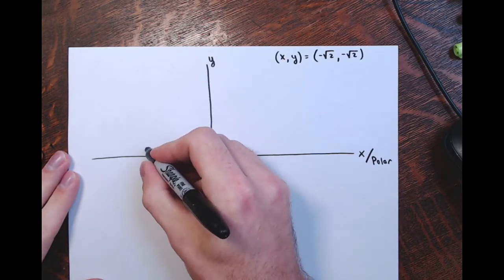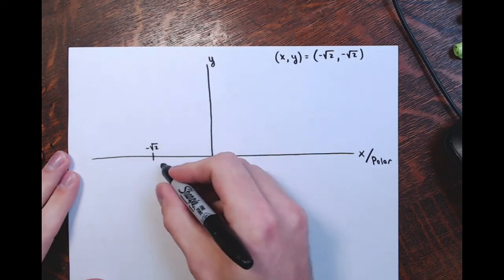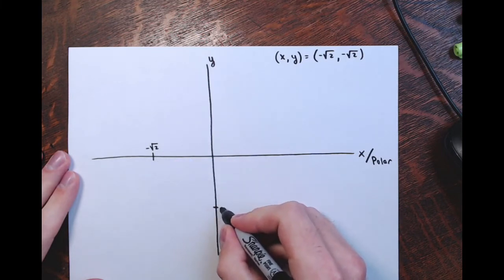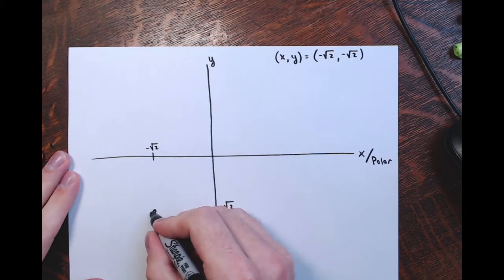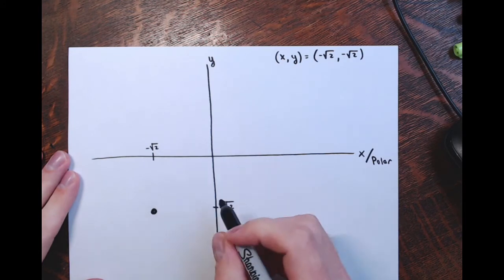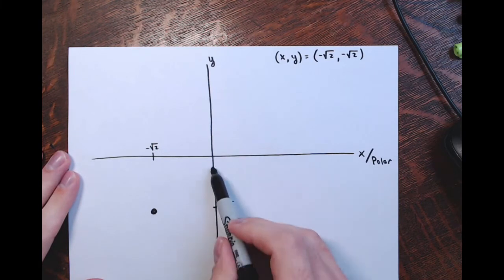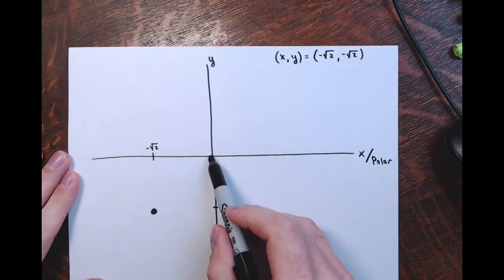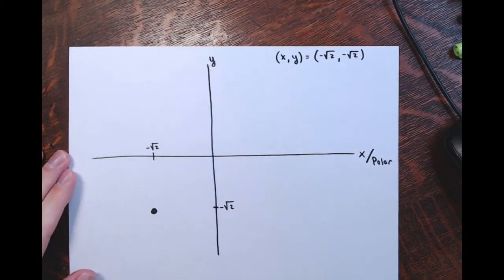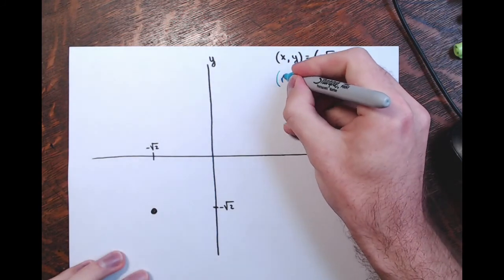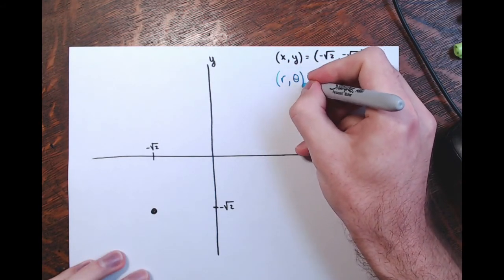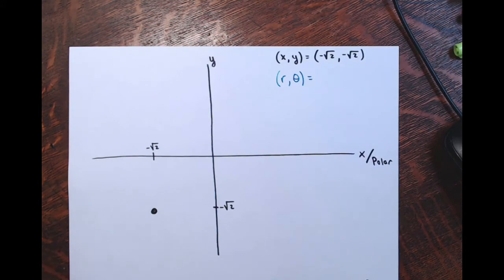So let's say this is negative square root of 2 on the x-axis, and this is negative square root of 2 on the y-axis. So we're talking this point right here in rectangular, right? That's, see, traveling on a rectangle to get to that point. All right. What I want now is, what are the values of r and theta in polar coordinates that would take me to the same location.